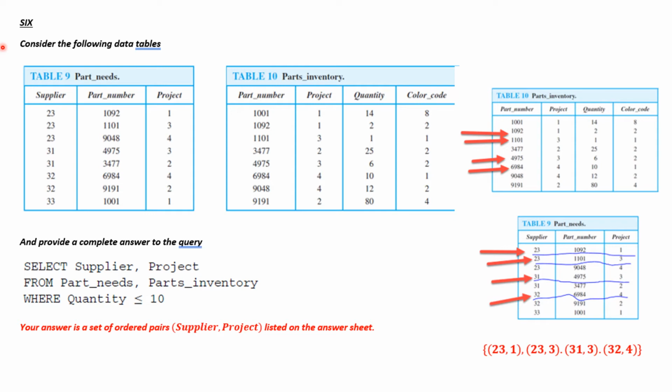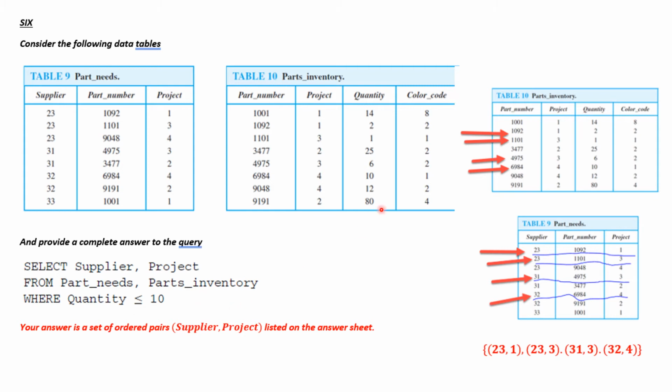Number 6 was a relational database problem. You have a parts needs database and a parts inventory database with these things. And I asked you to find a complete answer to this query. The query is, I want you to select supplier and projects from this database and this database where the quantity is less than or equal to 10. So your answer was to be a set of ordered pairs, supplier and project, where the quantity is less than or equal to 10.